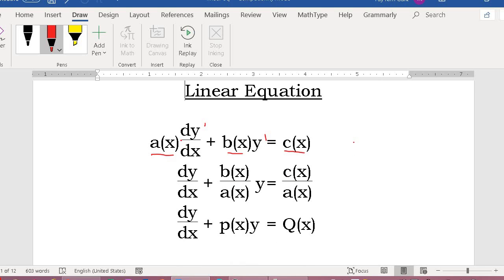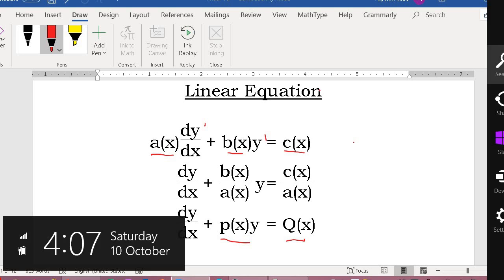If we divide each term by a(x), you have b(x) over a(x), let's denote as p(x), and c(x) over a(x), that we denote as q(x). So this is what we call a first order linear equation in the form dy/dx plus p(x)y equal to q(x).